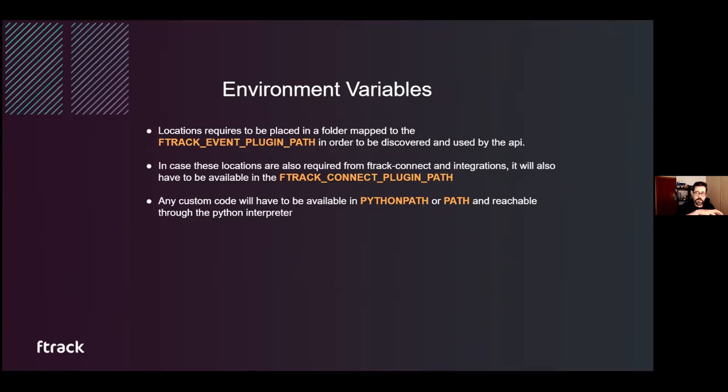Connect has its own environment, which is the Ftrack Connect plugin path. And then, of course, any custom code that you want to use will have to be reachable through the Python path or path. So you have to be able to import these modules in order to make it work. So now let's start looking into how to actually register a location.